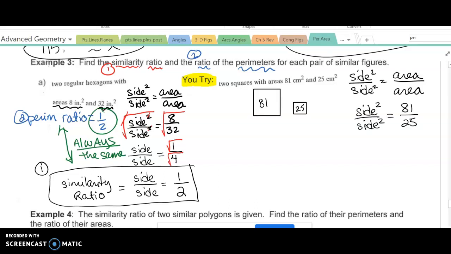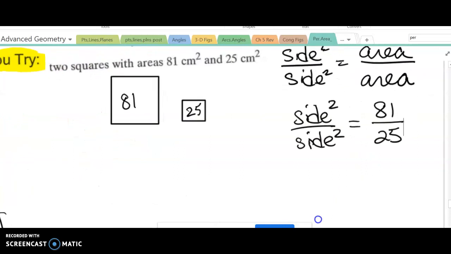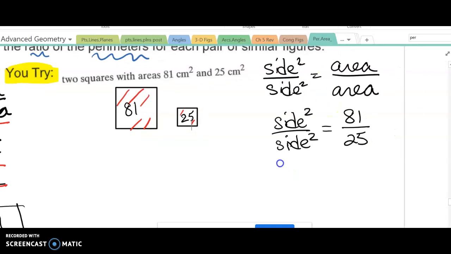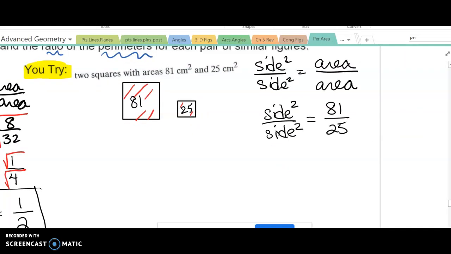Okay, so you had two squares with an area of 81 and 25, and so that was their area, the amount on the inside. And we now know that the side-to-side ratio squared is the same as the area-to-area ratio. So I filled in our areas part of this formula, and so now I'm going to work backwards to figure out what the original side-to-side ratio was. So I'm going to do the opposite of squaring. I'm going to square root, and we know that squares and square roots cancel out.